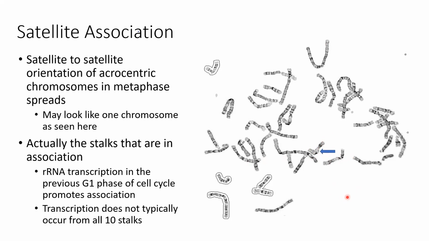The other thing to know about that is that transcription doesn't typically occur on all 10 stalks in the same interphase cell, and we'll talk about cell cycles later as well. I did some work on this when I was in grad school. Usually I would see anywhere from 6 to 8 acrocentric chromosomes per cell that had evidence of transcription there.